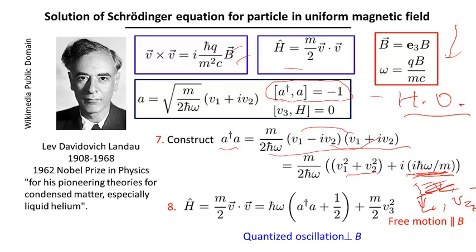So then, obviously this term here is just proportional to the Hamiltonian. So we do the simple math, and what you see is the Hamiltonian is now the Hamiltonian of a one-dimensional harmonic oscillator of frequency omega. And then there's an additional term, the free motion, m v3 squared, free motion parallel to the field, and a quantized oscillation perpendicular to the field.